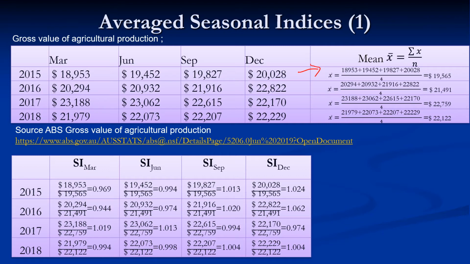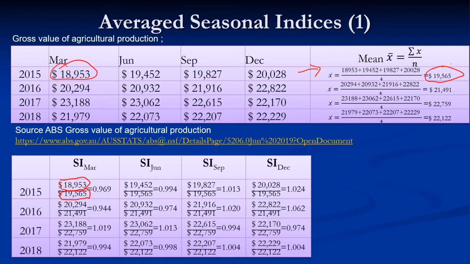So once we have found that mean for the year and for that season, what you're going to do is get that season and divide it by this mean over here, so this one over here. And so you can see that's what I've done. So 18,000 divided by 19,565.